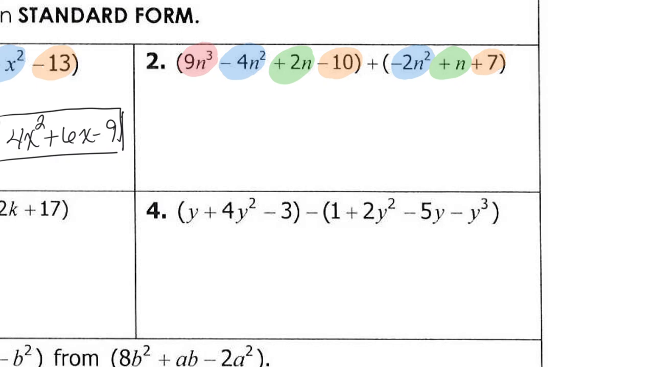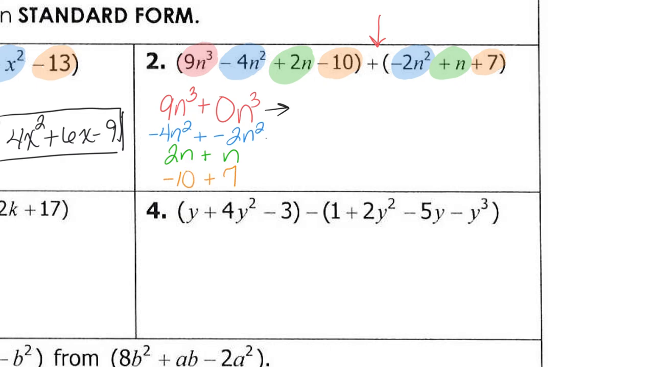According to my operation, I am adding them. So notice what happens here. I don't have anything to add it to. So I can say I have 9n cubed, but there are no n cubes over here. I have a negative 4n squared, and I want to add it to a negative 2n squared. I have a 2n, and I want to add it to another n. And then I have a negative 10, and I want to add it to a 7.